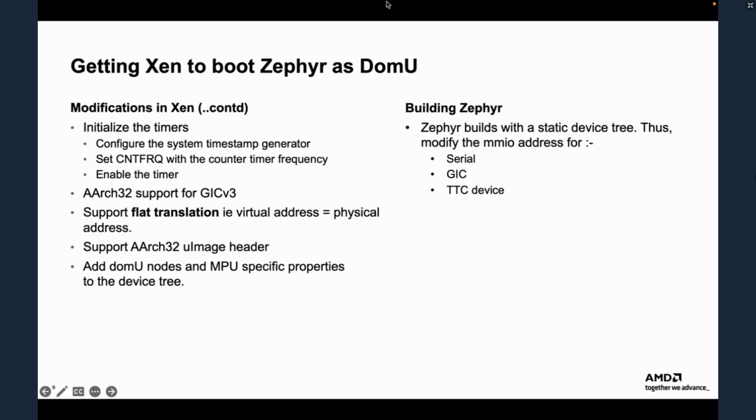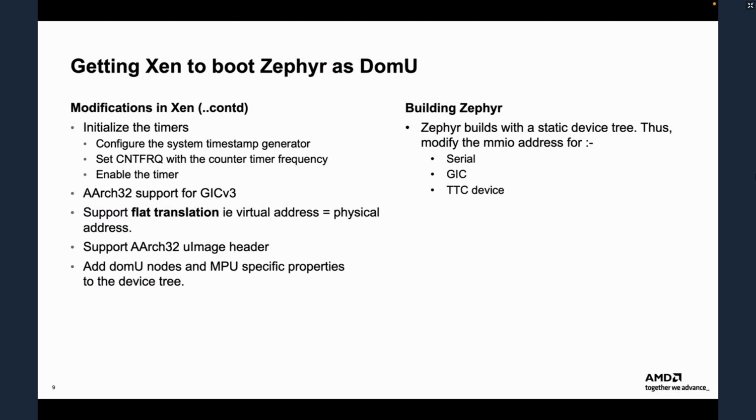And then the next big thing was we wanted to support GIC V3. So GIC V3 was already supported in Xen, but it was supported in the Arc64 mode. So we ported it to enable the Arc32 mode. The next big thing was, in case of MPU, there is actually no translation, or I could say there is a flat translation available from the virtual address to the physical address. So which means the virtual address is identical to the physical address.